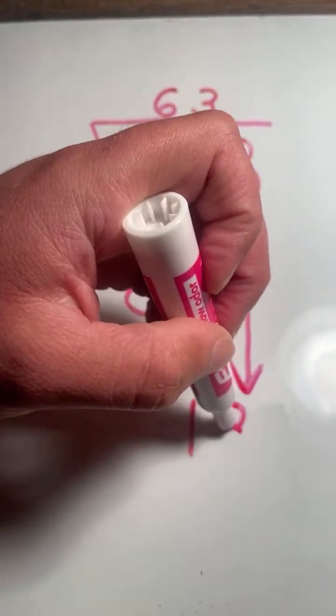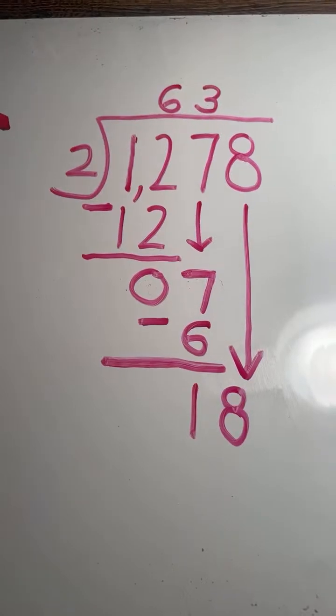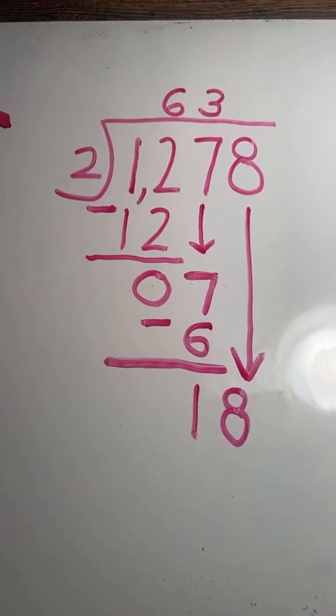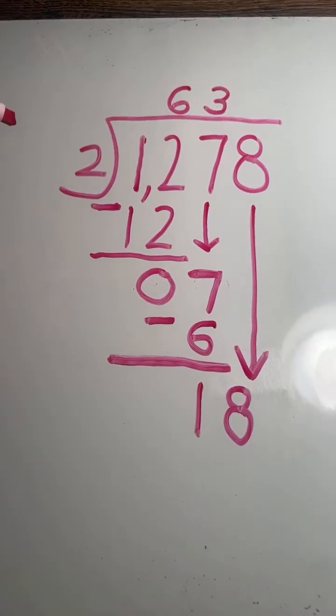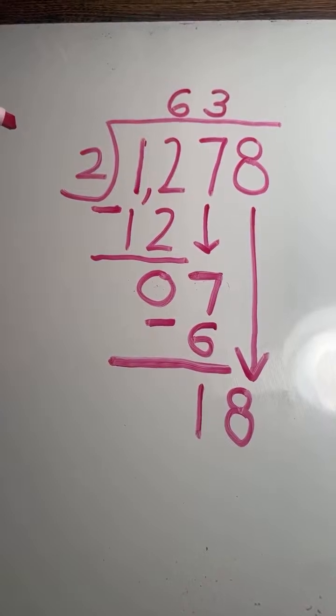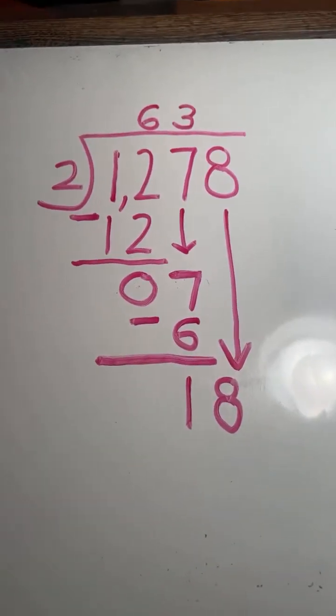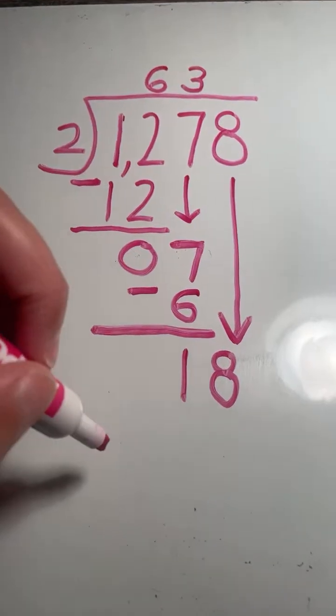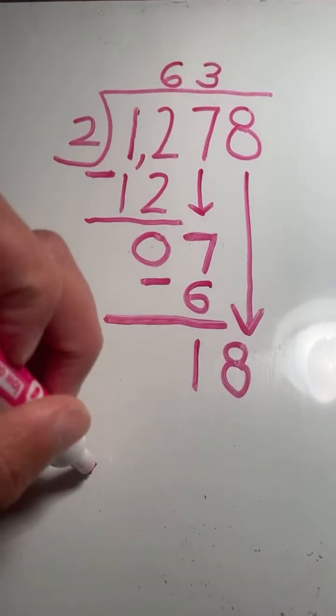So we are bringing down the 8. So now I have to do 18 divided by 2. I got to count how many groups of 2 go into 18. So counting by 2s, here we go.